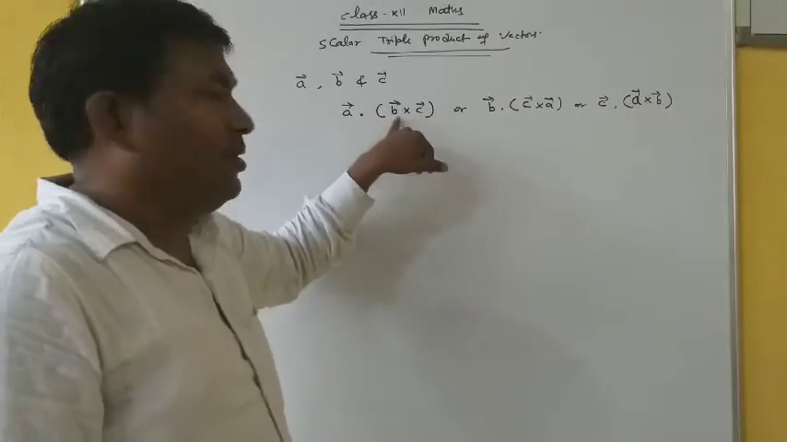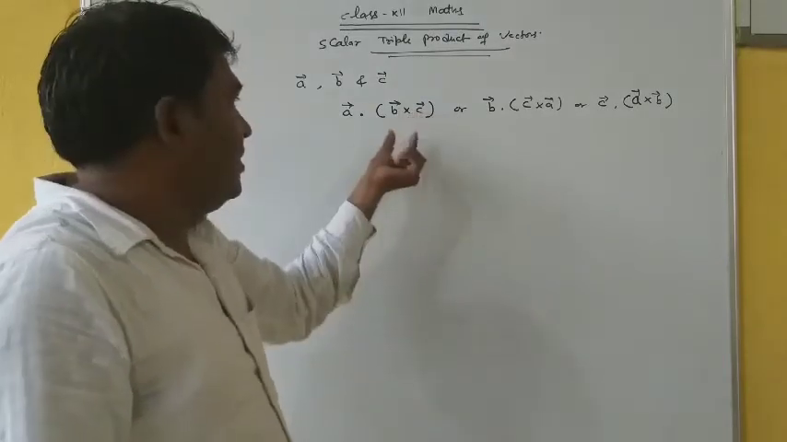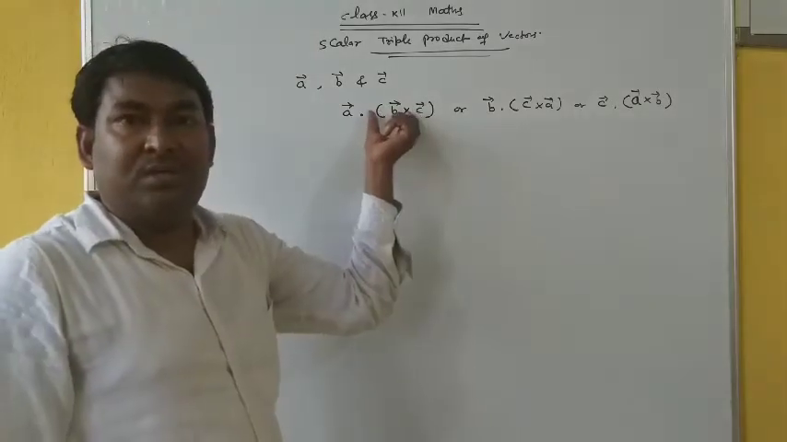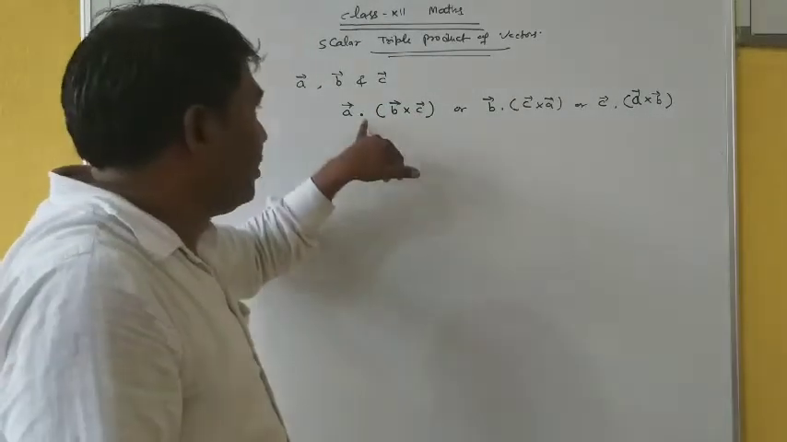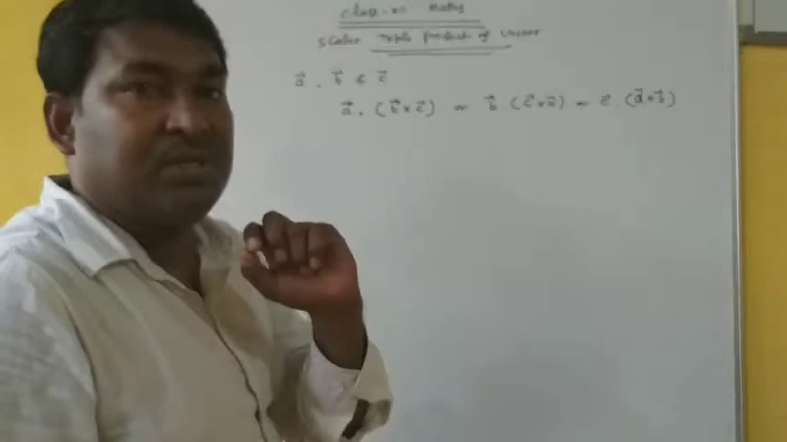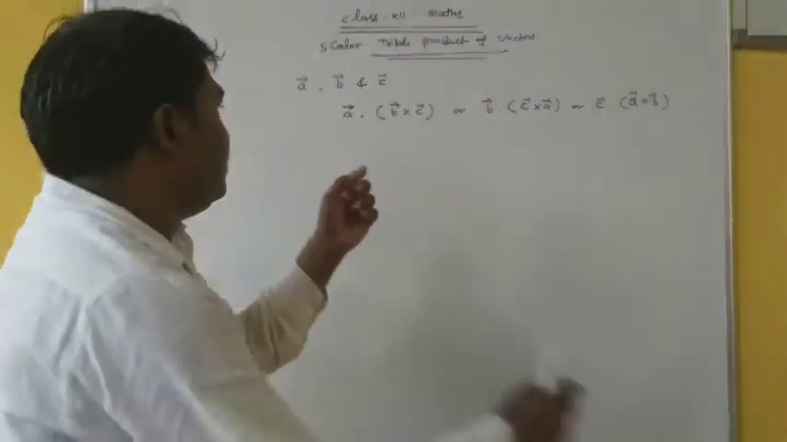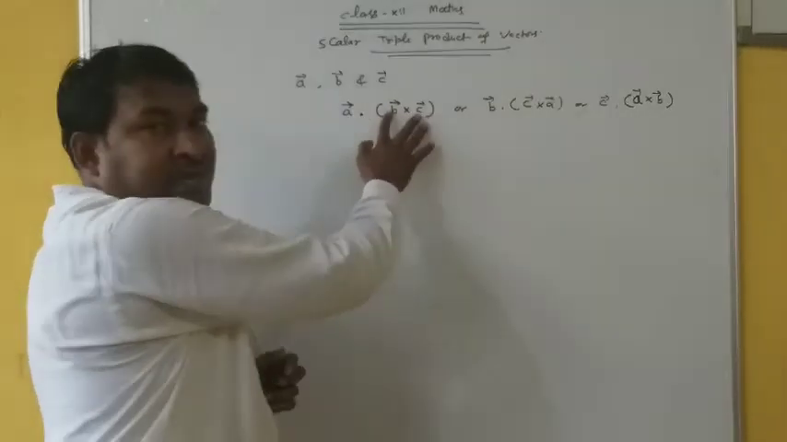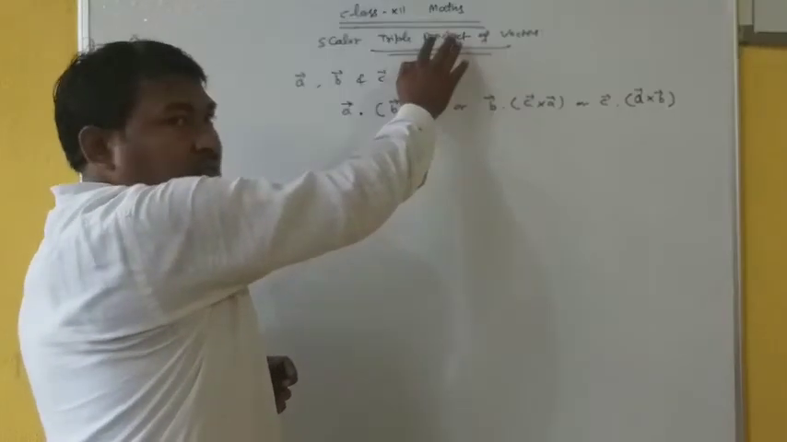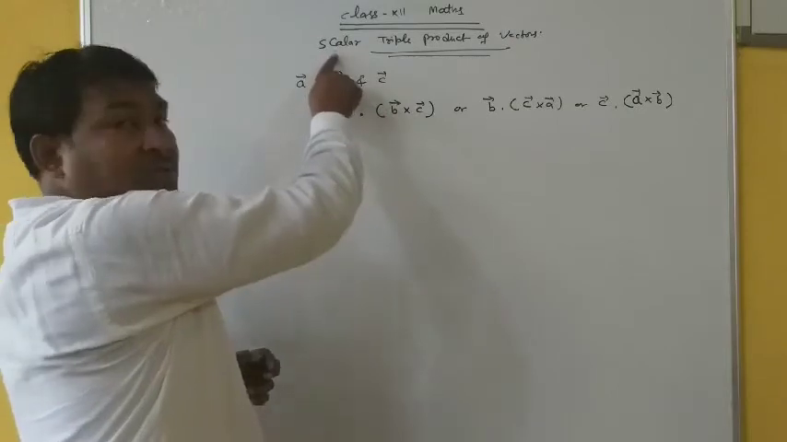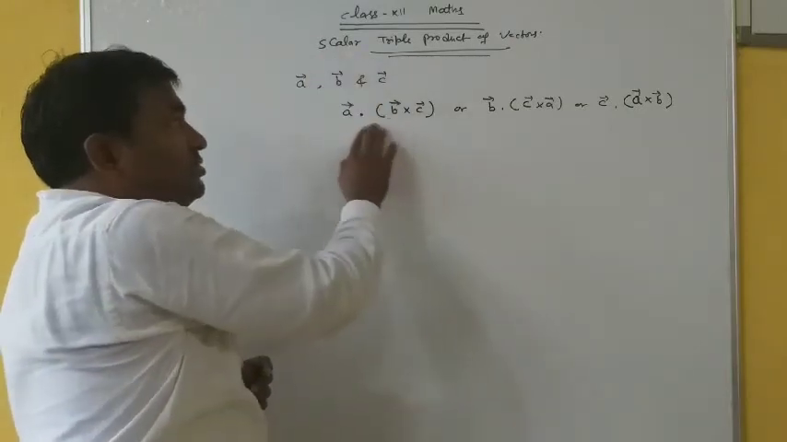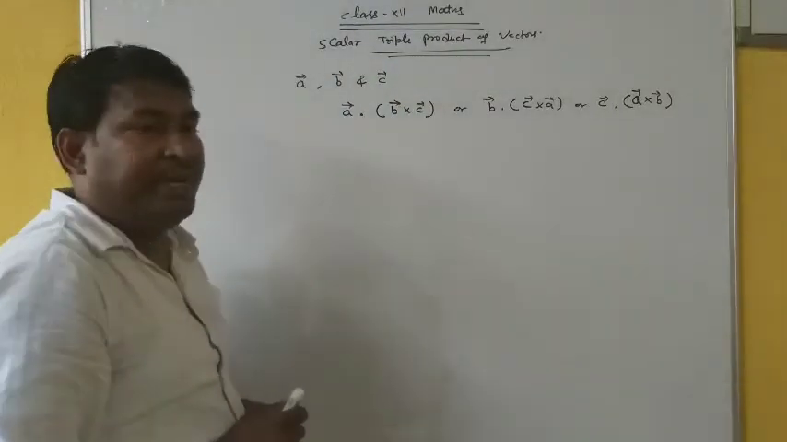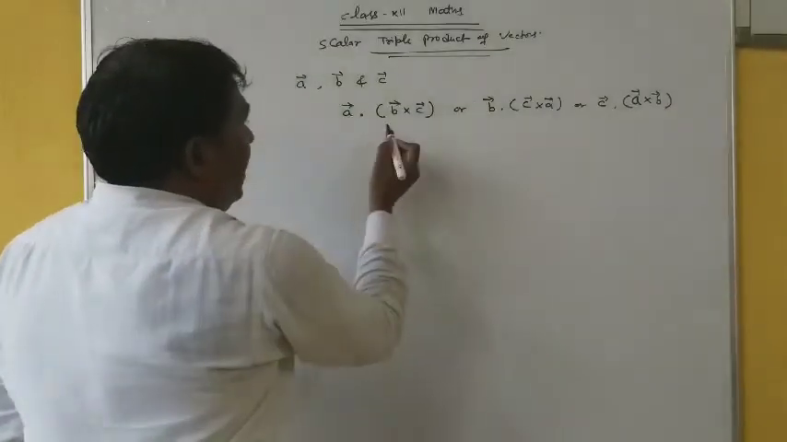Since you know that B cross C, the cross product of any two vectors, gives us what? A vector quantity. While the dot product between two vectors gives us a scalar quantity. So in A dot B cross C, triple product means there are three vectors, a product of three vectors. But since the result we are getting is a scalar quantity, that's why this product is said to be the scalar triple product of vectors.